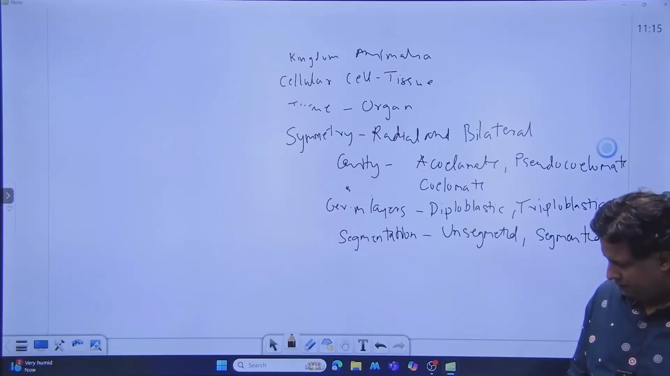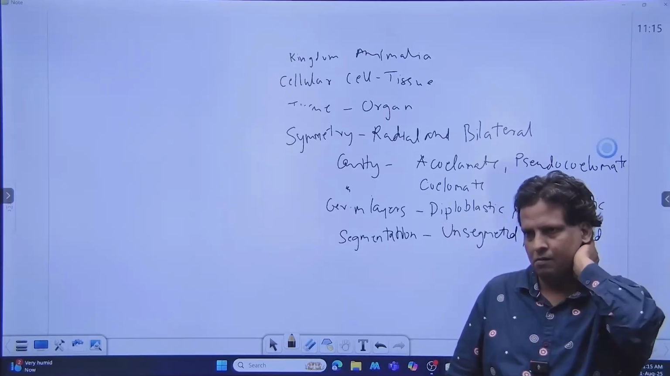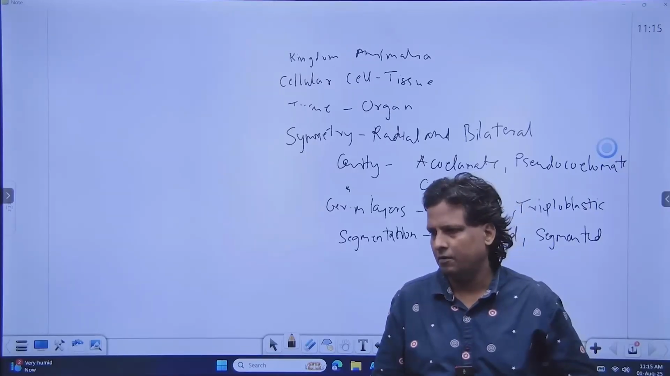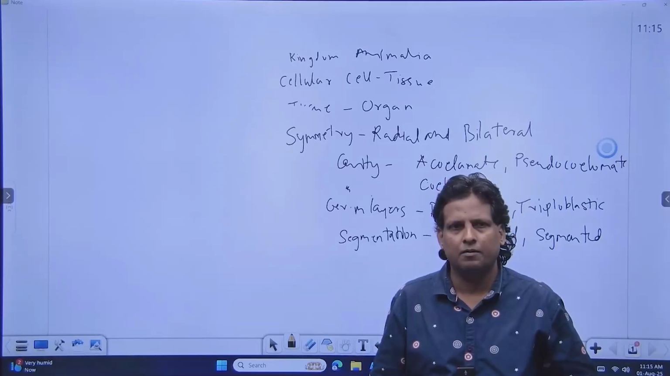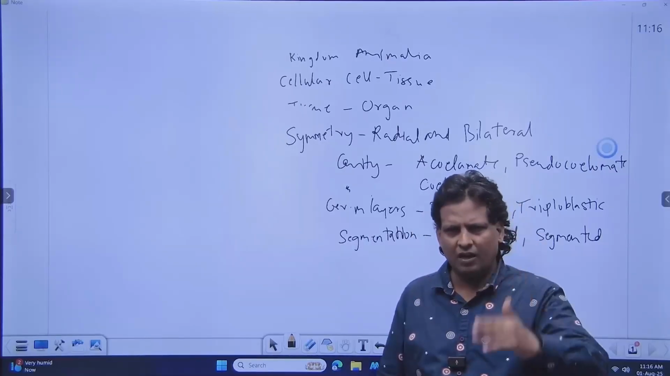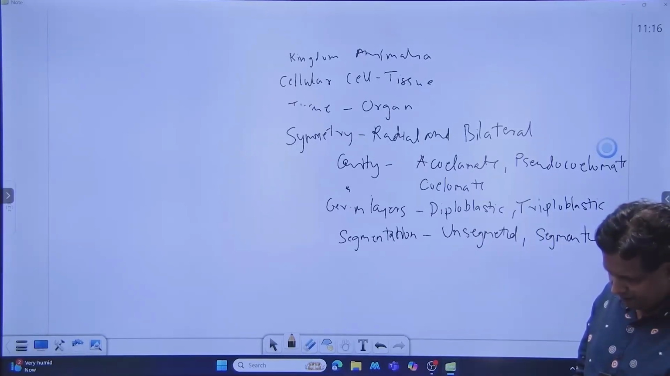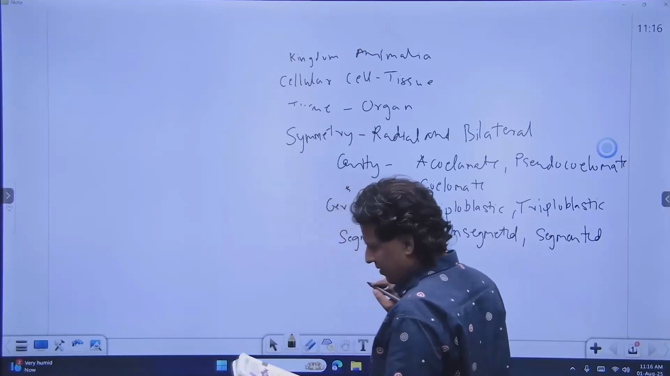Can anybody tell me why we classify animals? Yeah, for systematic study. Systematic and easy study. Plants are also classified in each and every order. Animals are also systematically classified. Animal body plan. What is the planning of the animal body? Cell aggregate plan.